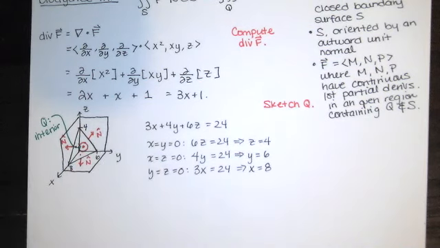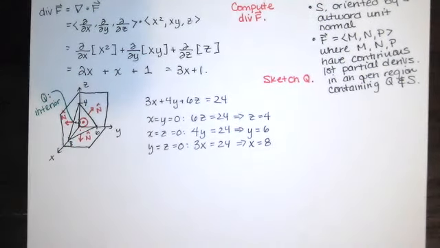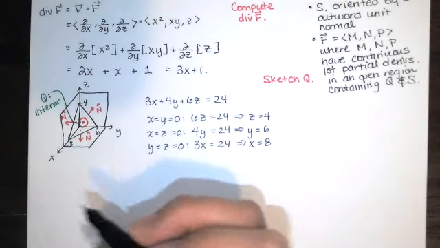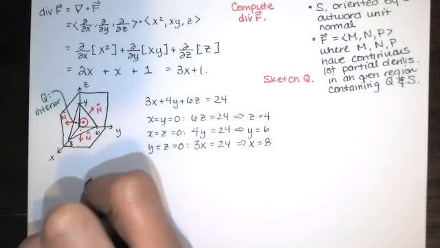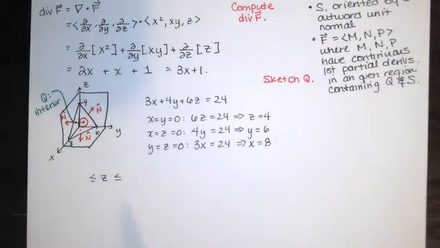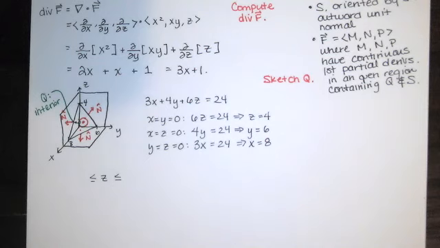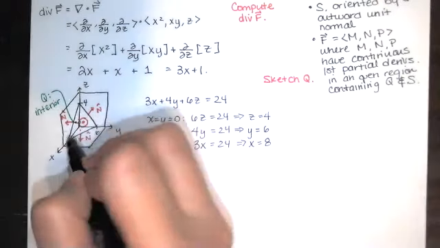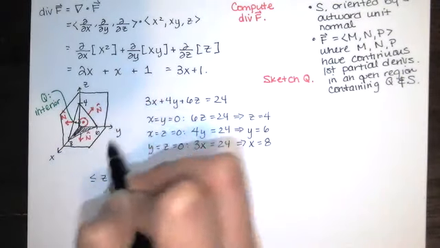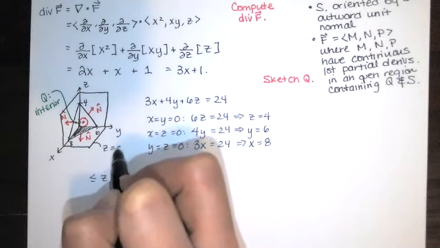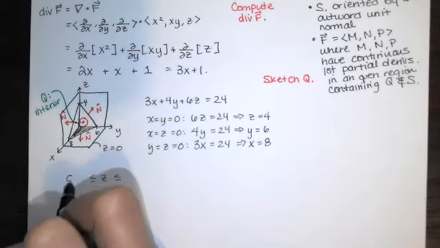Now we need to come up with appropriate bounds for X, Y, and Z. Now there are lots of different ways to do that. I think the easiest way is to let Z go from a function to a function, so from a bottom function to a top function, and then look at the projection onto the XY plane. And then we'll use our projection to come up with appropriate bounds for Y and X. So our first bound for Z is actually the XY plane itself. And we know that the XY plane is just given by the equation Z equals 0. So that's our bottom function.